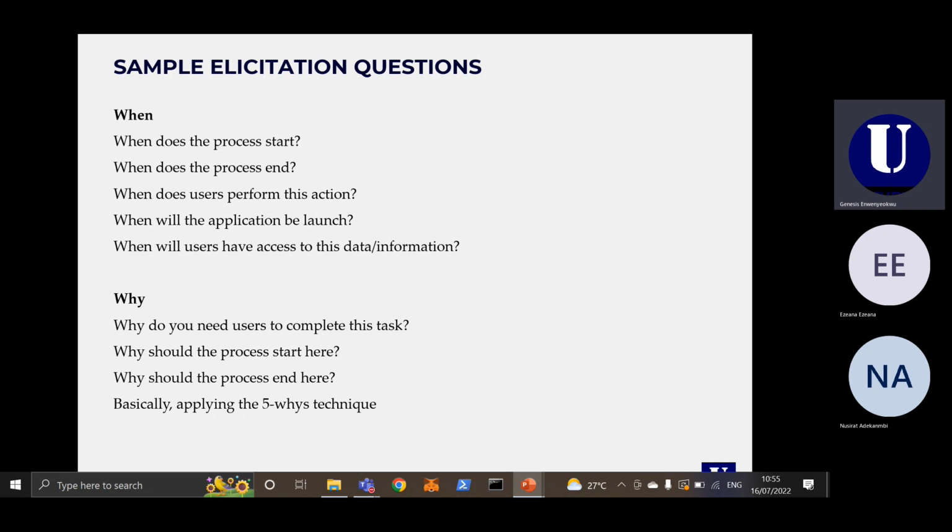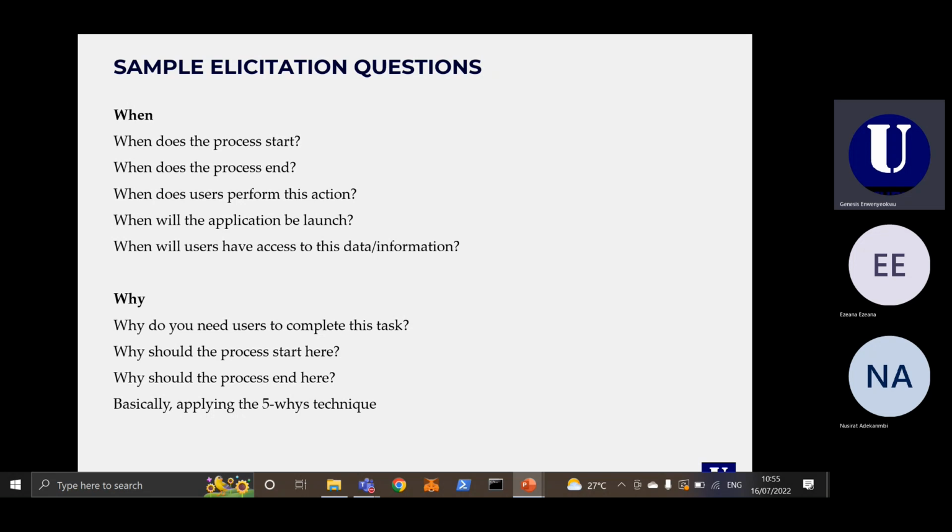Why do you need users? This is a why question now. Why do you need users to complete these tasks? Why should the process start from here and why should the process end here? And there's what we call the 5 why techniques. 5 why techniques basically entails you asking why 5 times.